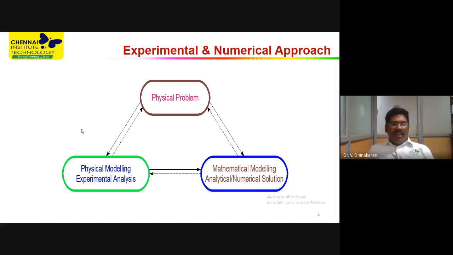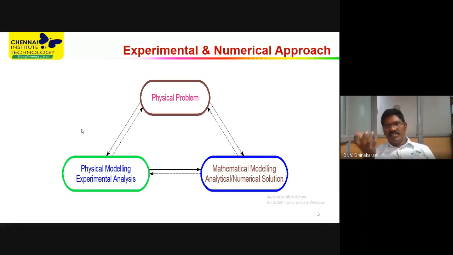Okay, then when some equations are solved with the help of a computer, that type of modeling solution is called numerical solution or computational mechanics. Numerical solution or computational mechanics. Okay, so let me explain clearly.